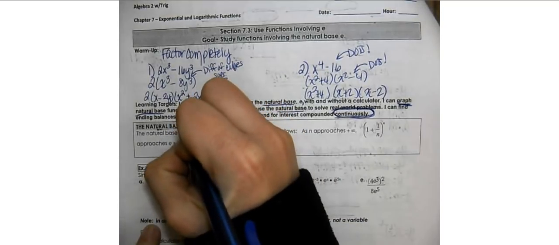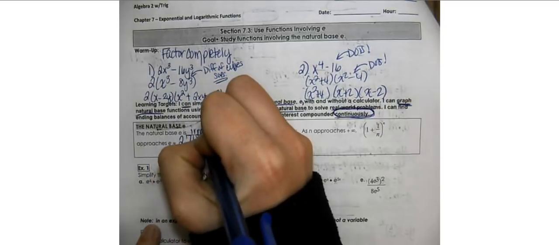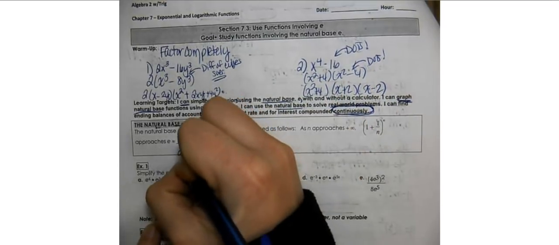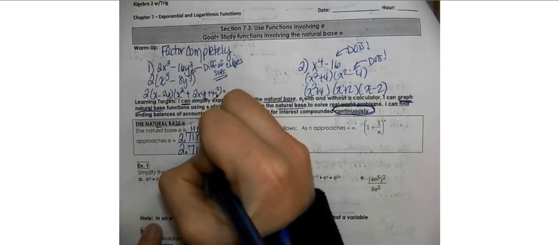It's defined by the following. As n approaches positive infinity, 1 plus 1 over n to the nth power approaches 2.7182128. Do you have to memorize all of those numbers continuing on forever and ever? No. I'm only interested in you knowing that this is 2.718.